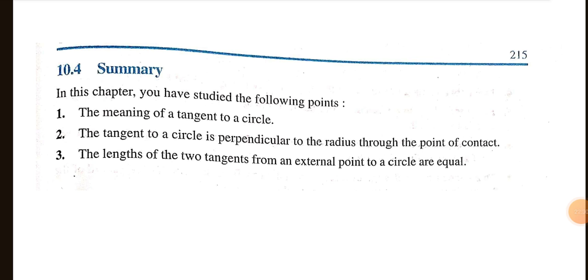Chapter 10 Circles. 10.4 Summary. In this chapter you have studied the following points. 1. The meaning of tangent to a circle. 2. The tangent to a circle is perpendicular to the radius through the point of contact. 3. The lengths of the two tangents from an external point to a circle are equal.